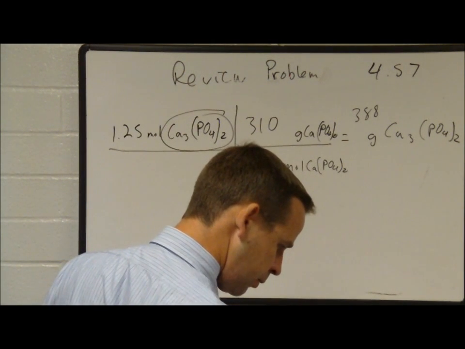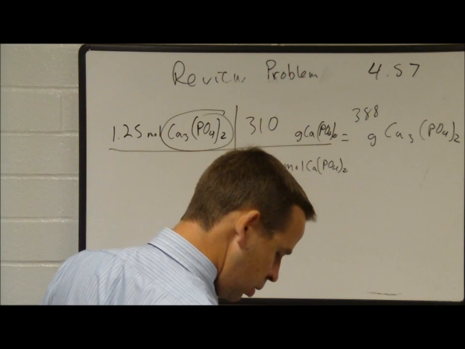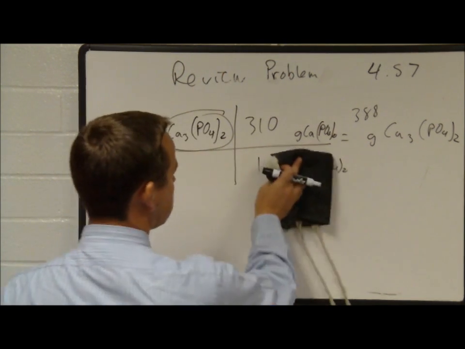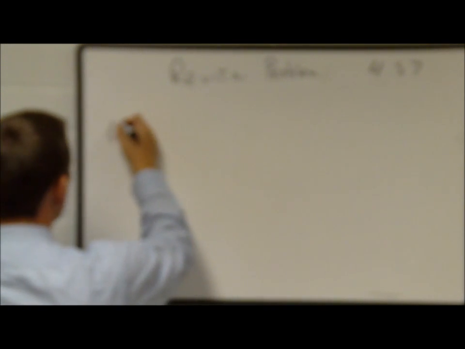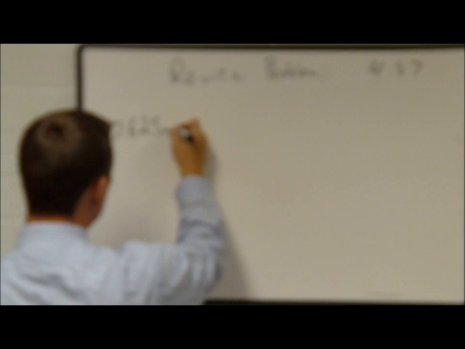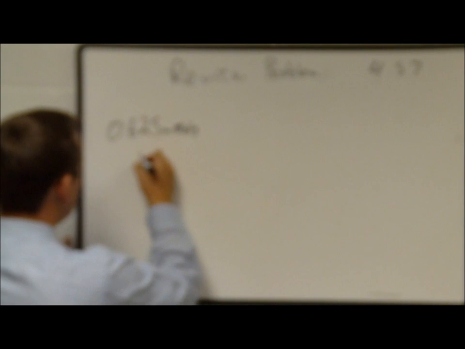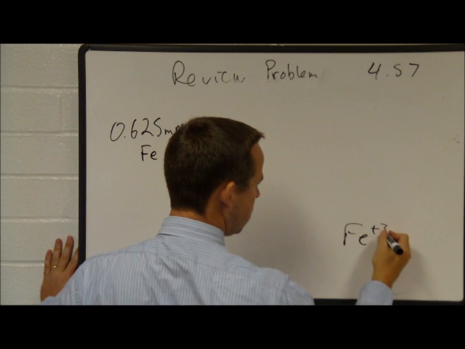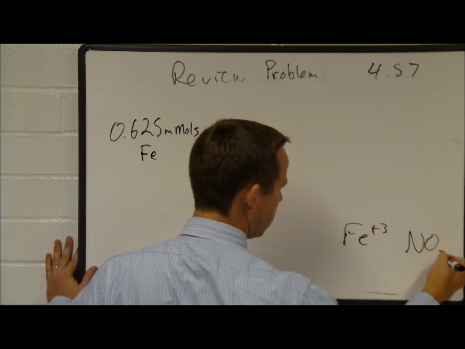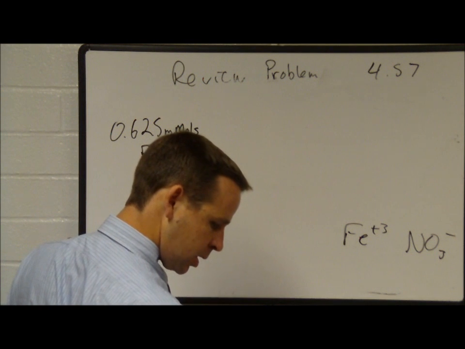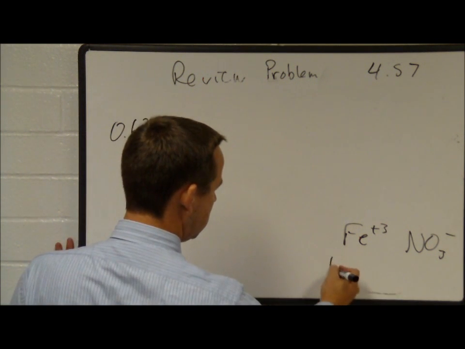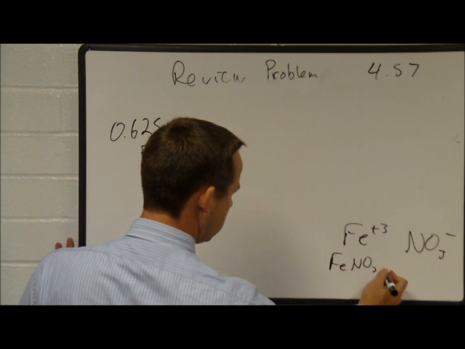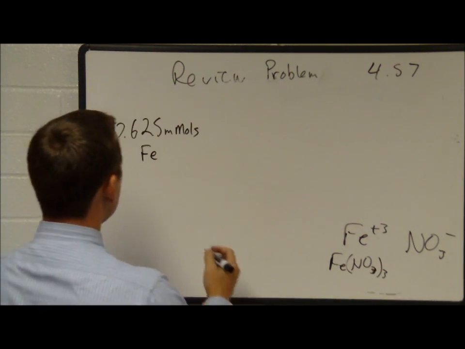Oh wait, we're not done with 457. B, C, and D. So 0.625 millimoles of iron nitrate. 0.625 millimoles of iron nitrate. Fe, and it's iron 3 nitrate. So Fe plus 3 came together with nitrate, NO3 minus, right? So that means iron nitrate is going to be Fe(NO3)3. Okay?